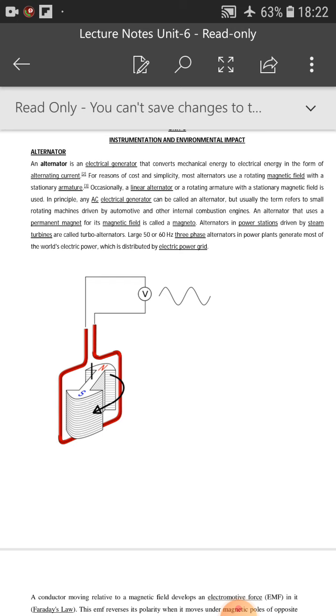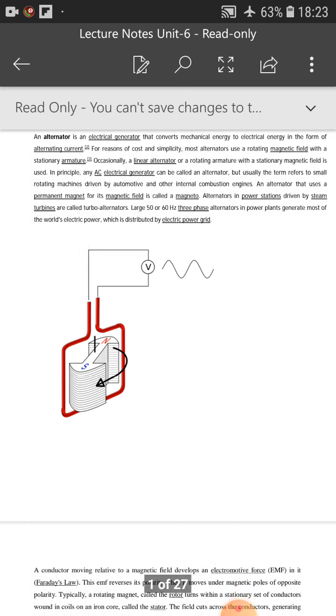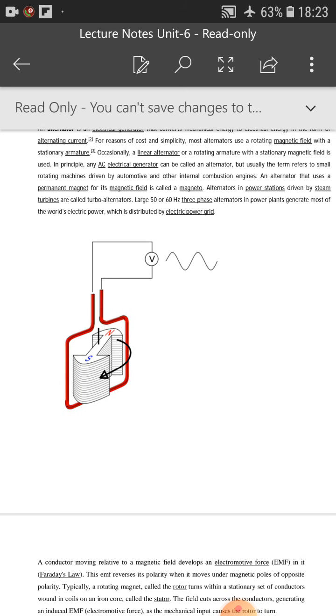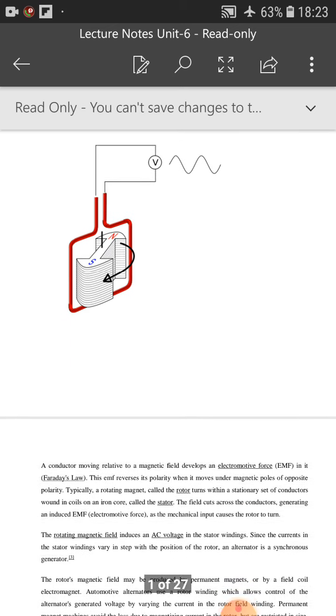An alternator that uses a permanent magnet for its magnetic field is called a magneto. An alternator in a power station driven by a steam turbine is called a turbo alternator. Large 50 to 60 Hz three-phase alternators in power plants generate most of the world's electric power, which is distributed by the electric power grid. The figure shows an alternator with south and north poles.